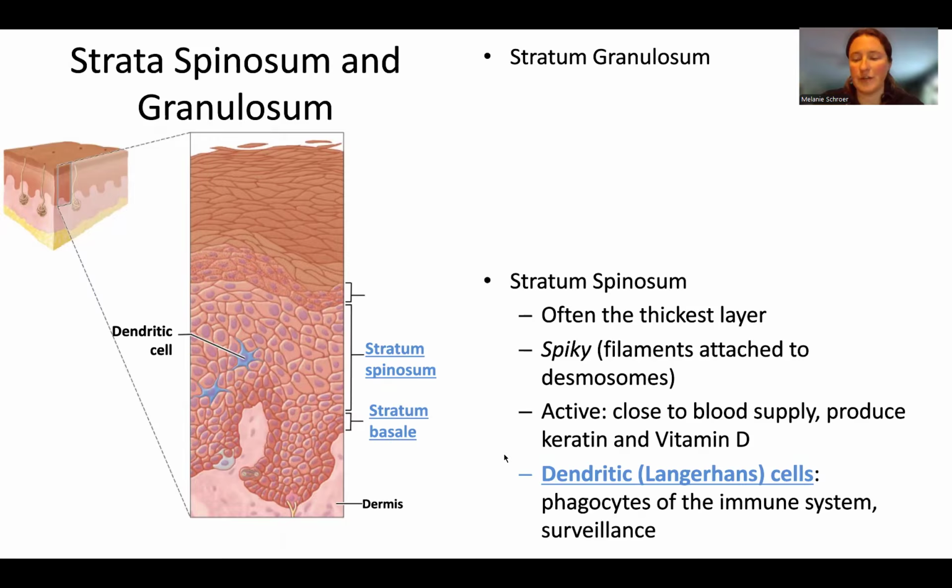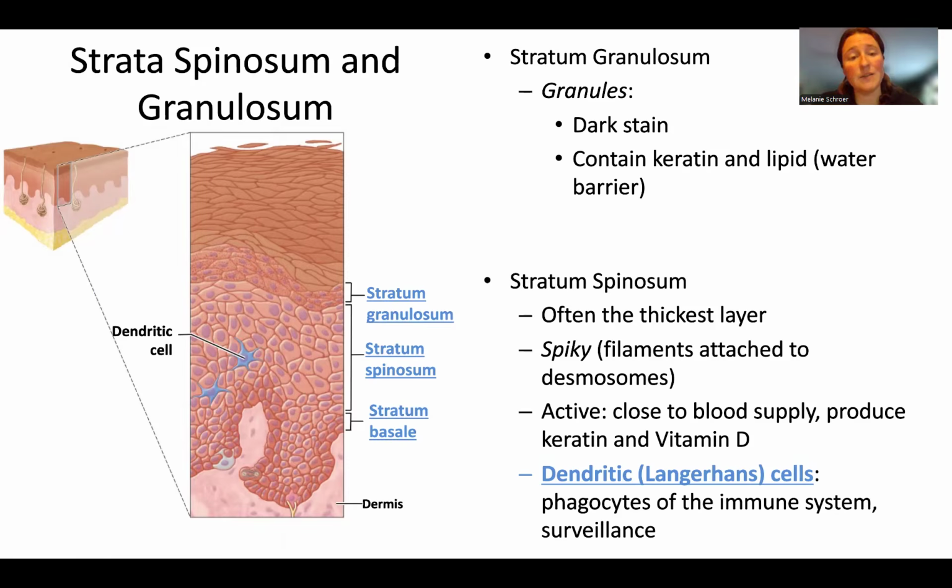Next up is the stratum granulosum. It's called granulosum because when we stain this tissue, and so then it'll look pink or a little purple, these granules, which contain keratin, and they contain a little waterproofing molecule that is lipid in nature. These granules take up a really dark stain.